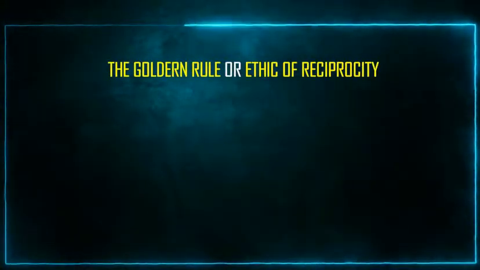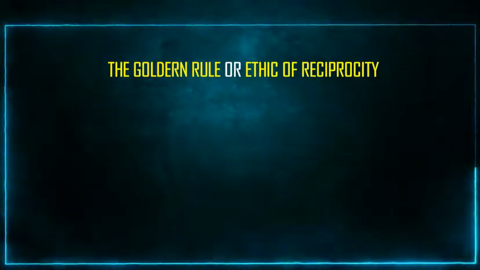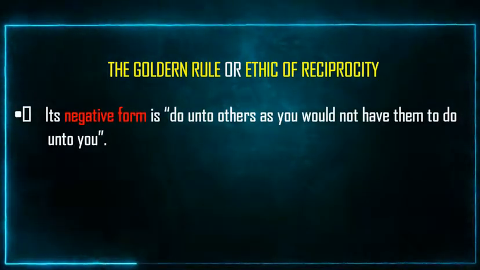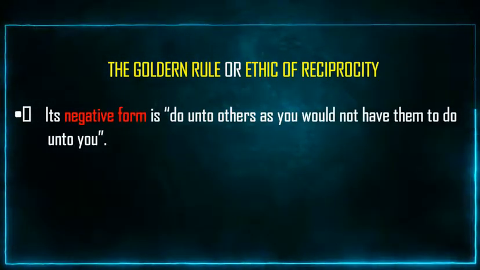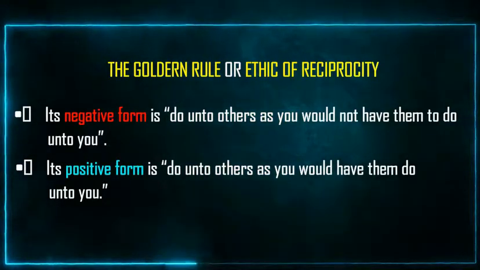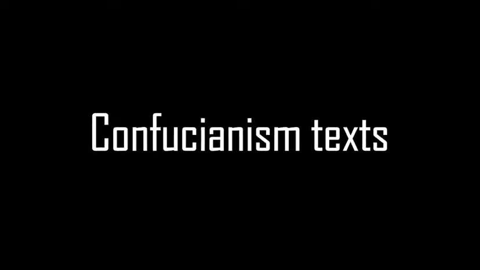The best-known example of a moral principle is the golden rule or ethic of reciprocity. Its negative form is: do not do unto others as you would not have them do unto you. Its positive form is: do unto others as you would have them do unto you. The golden rule can be found in Christianity, Judaism, Islam, and Confucianism texts.